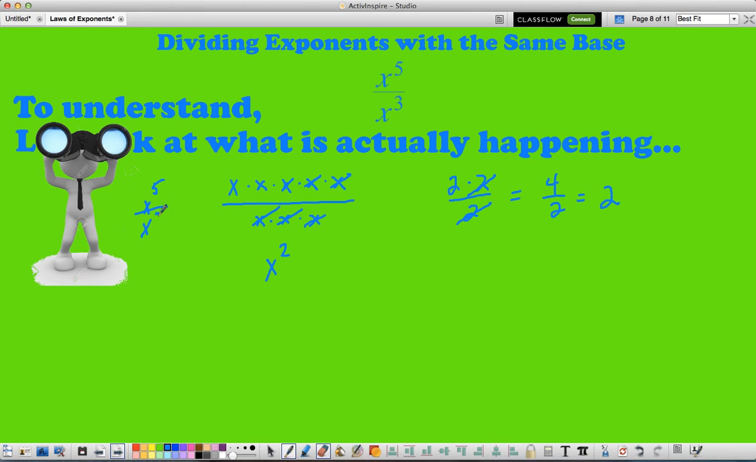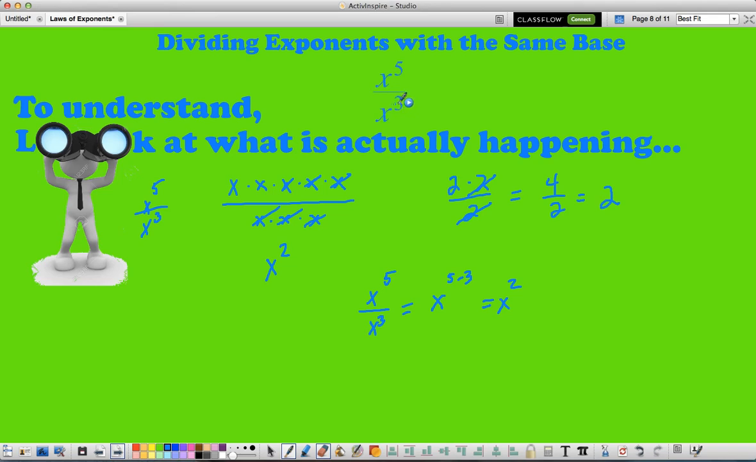So how can you use x to the 5th over x to the 3rd to get x squared? If you notice that you can do 5 minus 3 and get the 2, you'd be correct. So I have x to the 5th over x to the 3rd. And that tells me that I can keep my base and subtract my exponents.